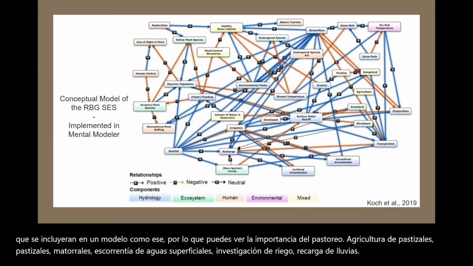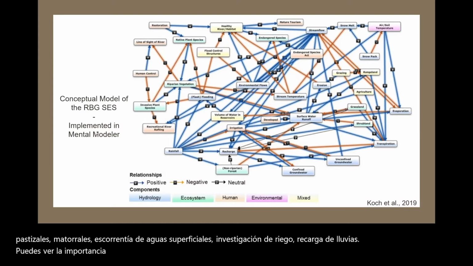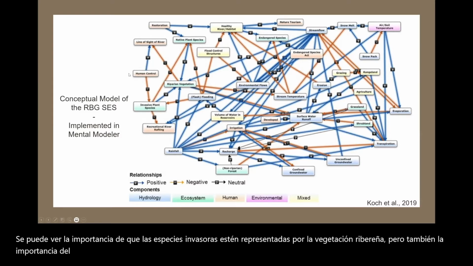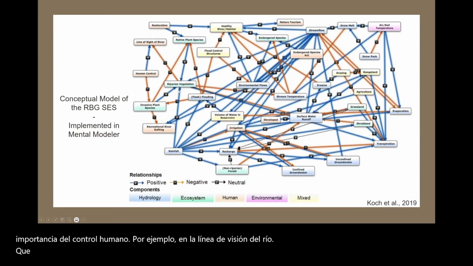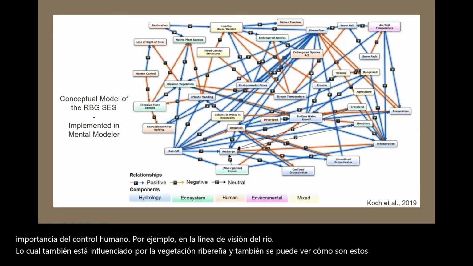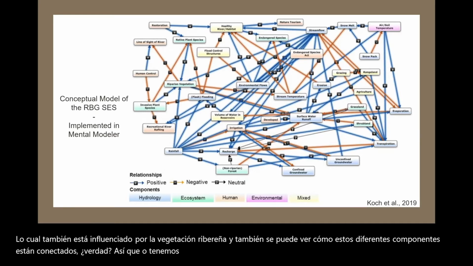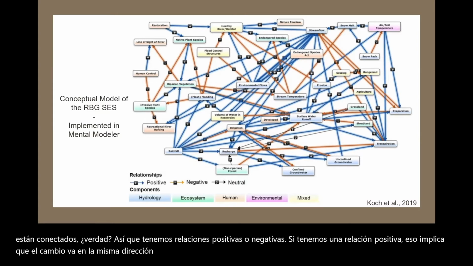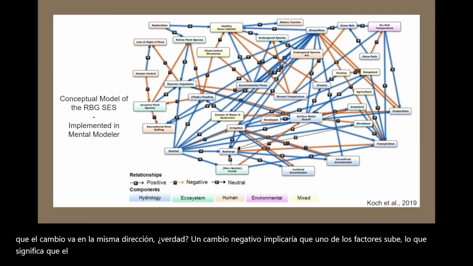You can see the importance of invasive species being represented, riparian vegetation, but also the importance of human control. For example, on the line of sight for the river, which is also influenced by riparian vegetation. And you can also see how these different components are connected, right? We either have positive or negative relationships. If we have a positive relationship, that implies that the change goes in the same direction. A negative relationship implies that if one of the factors goes up, the other one goes down, okay?